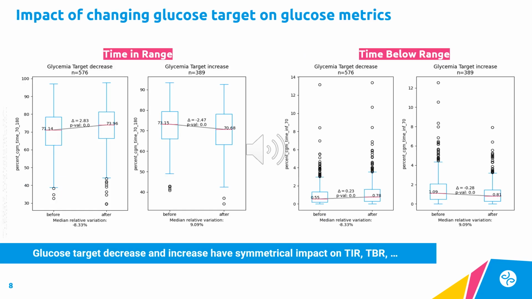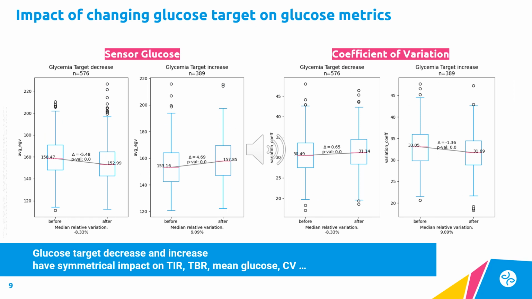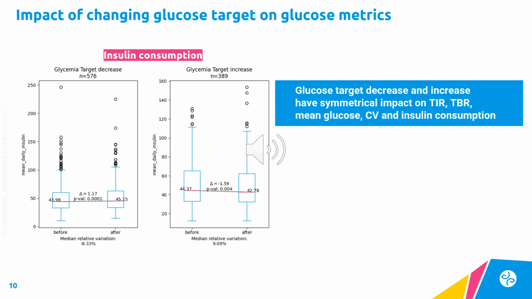Briefly, here is the impact of changing the glucose target on time in range and on time below range. And here is now the impact of the change of glucose target on sensor glucose and on the coefficient of variation. And finally, the impact on insulin consumption. So to summarize, the glucose target decrease and increase have a symmetrical impact on all these indicators.